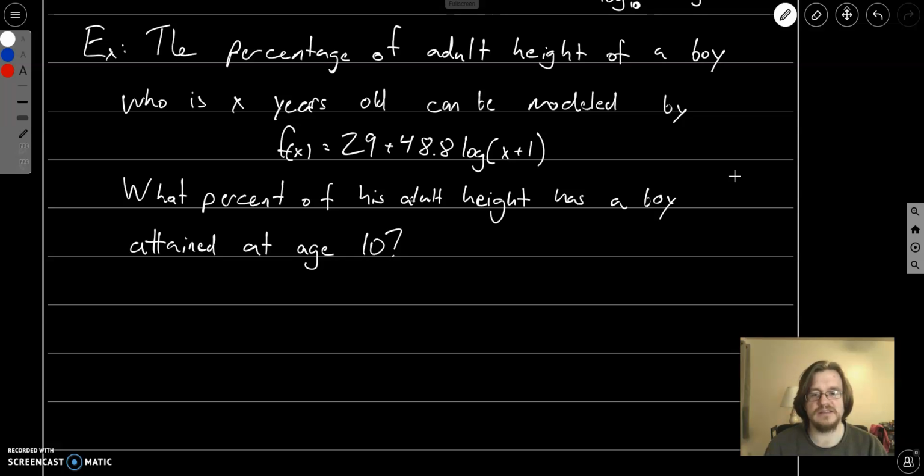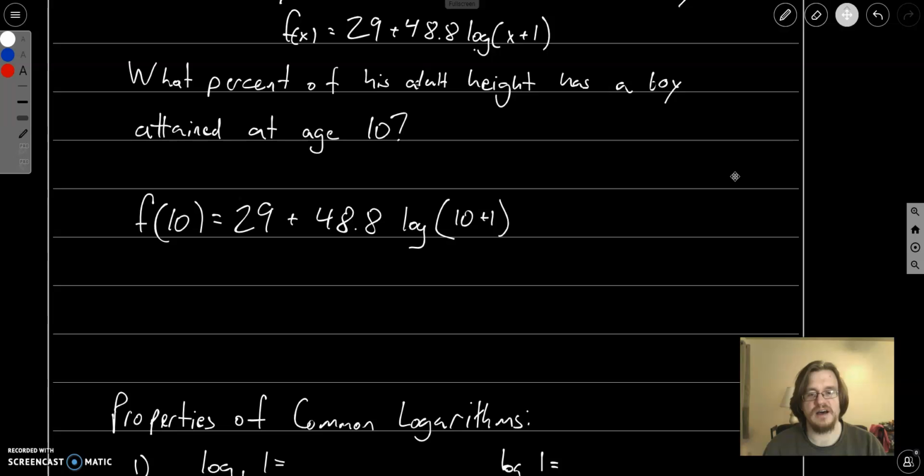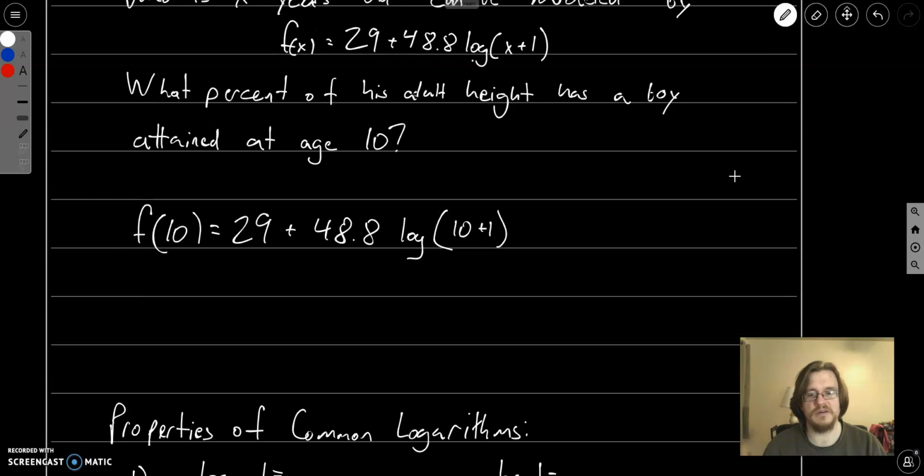This is going to be 29 plus 48.8 times the common logarithm, log base 10, because we don't see a base there, of x plus 1. So at age 10, we just want to plug 10 in for x. X is just how old the boy is. So f of 10 is 29 plus 48.8 times log base 10, but we don't have to write it, of 10 plus 1. Again, we're plugging this into our function, and we've got some parentheses around this, so we want to resolve that first, order of operations.